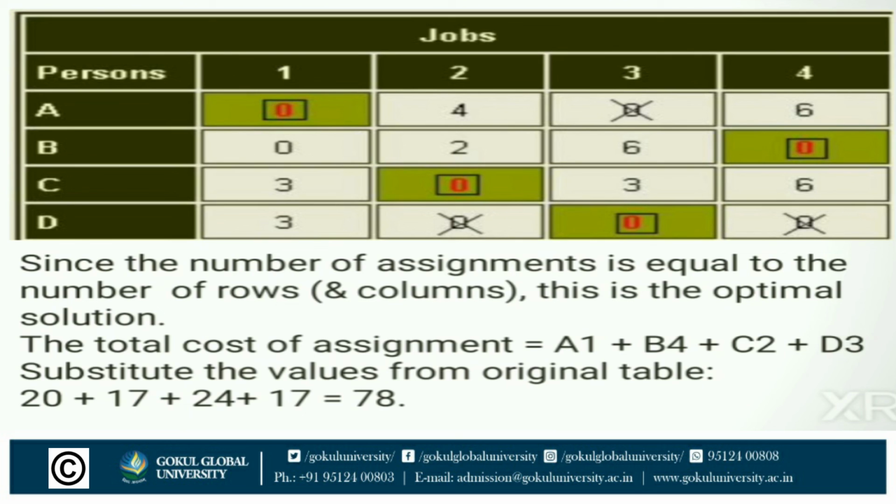We can solve this assignment problem by this method, which is called the Hungarian method. We can solve other examples of this type using the Hungarian method also, and we can discuss the unbalanced problem and other problems by the Hungarian method in another video.